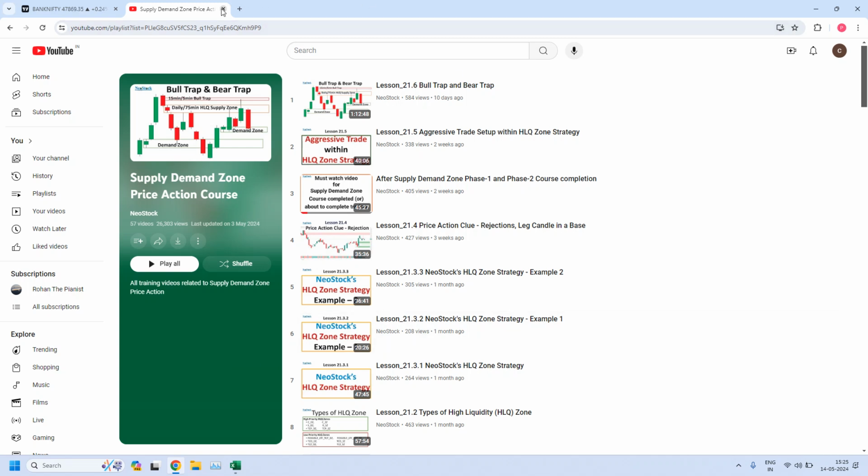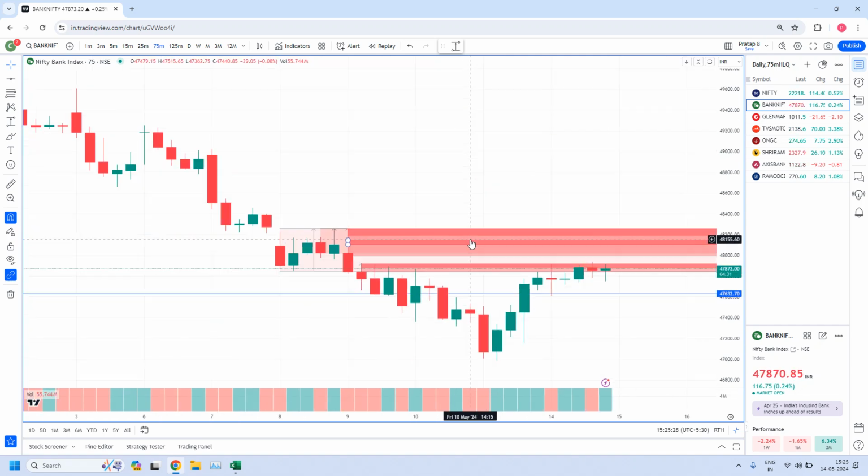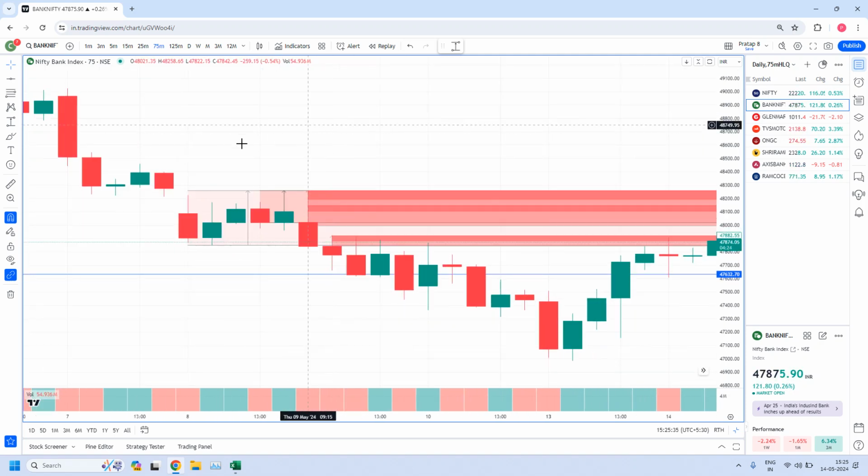Now let's get into the analysis discussion starting with Bank Nifty. Bank Nifty is having a high liquidity daily supply zone, drop, base, drop. And this is the one we fine tuned. So this daily zone is fine tuned with the 75 minutes time frame. In the 75 minutes time frame, I have identified one zone. We have a rally, 3 base candles and a drop candle. This is the fine tuned 75.